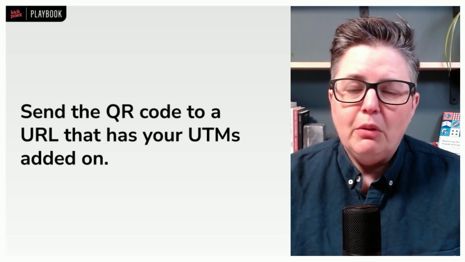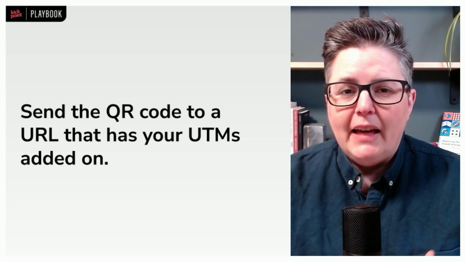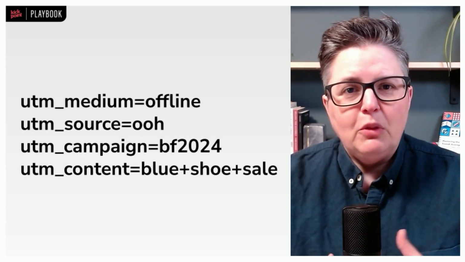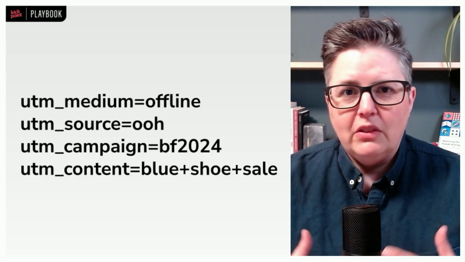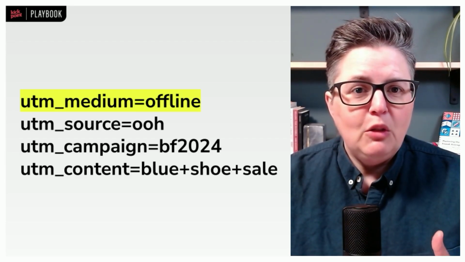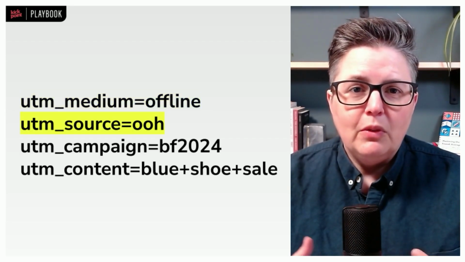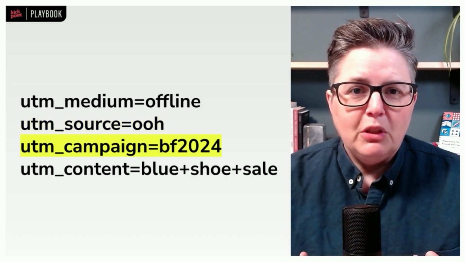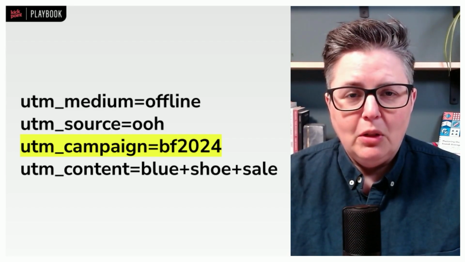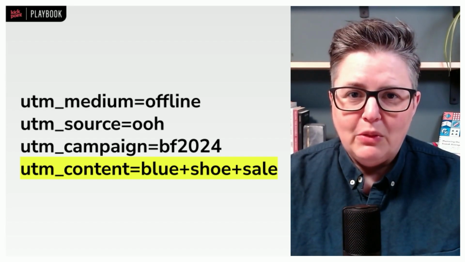And since you can send a QR code anywhere, definitely make sure to send it to somewhere that has your UTM tracking added for your campaign. For example, for a Black Friday sale, I might use this UTM structure, assuming this is an ad that's, say, inside a bus. The UTM medium would be offline because it's an offline marketing tactic. The UTM source of OOH because this is out-of-home advertising. UTM campaign of BF 2024 for Black Friday 2024. UTM content of Blue Shoe Sale. This is a specific product or service we're advertising.